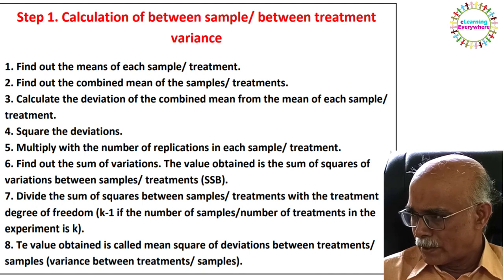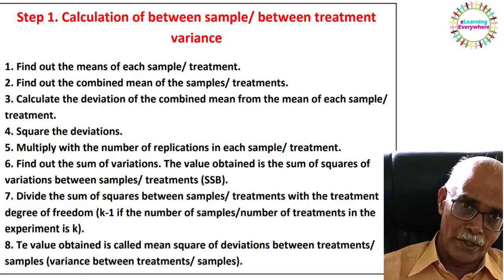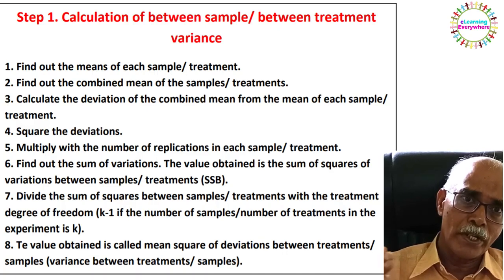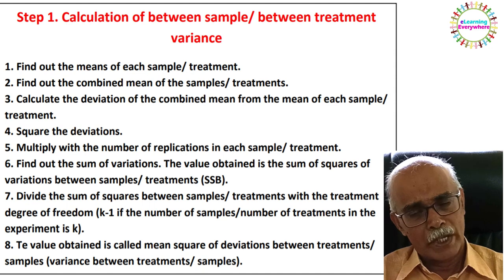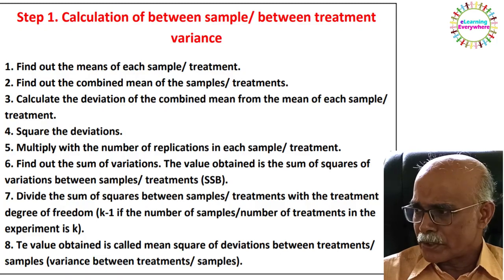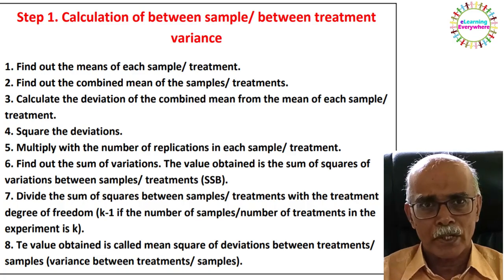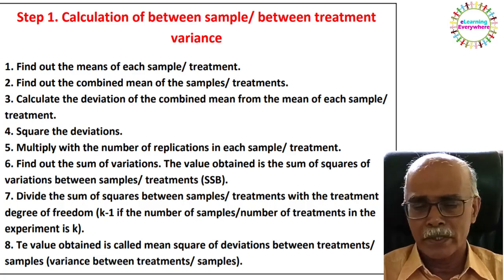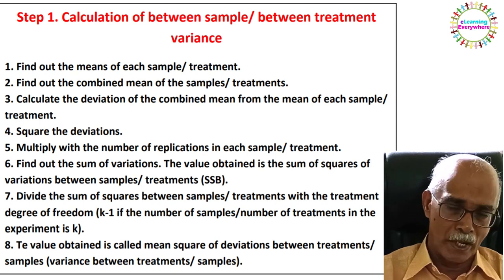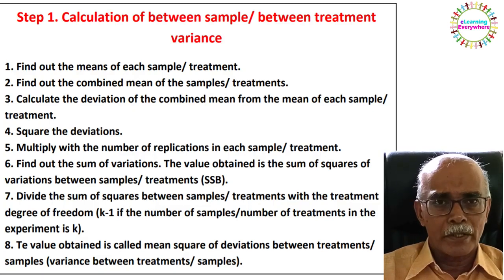When you calculate these means, you have to find out the combined mean of these samples or treatments. You have to calculate the mean of the means so that you get the combined mean. The next step is to calculate the deviation, the variation of the combined mean from the means of each sample. The combined mean is the mean of the mean values of each sample or each treatment.